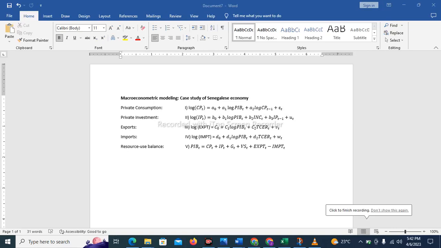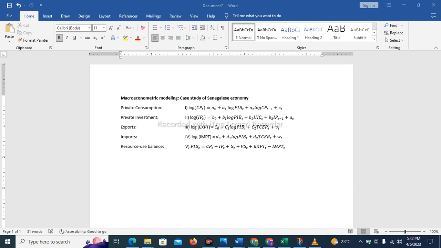Welcome again. So this is the macroeconometric model, and we are using the case study of the Senegalese economy. Before I go deep into explaining each and every equation here, this model is a small Keynesian model, and it focuses on demand.